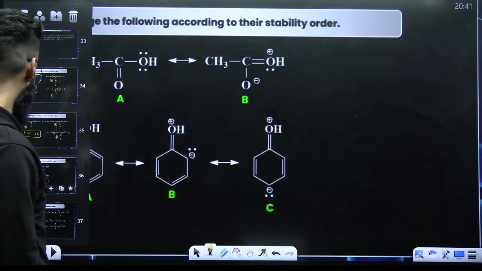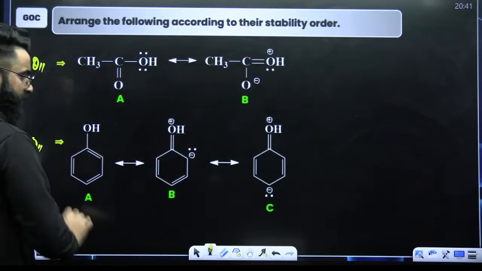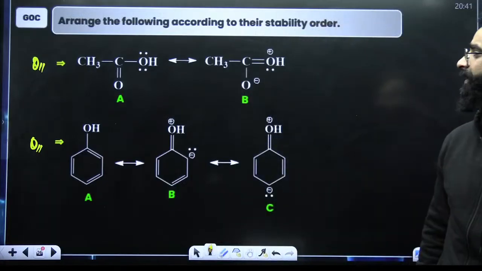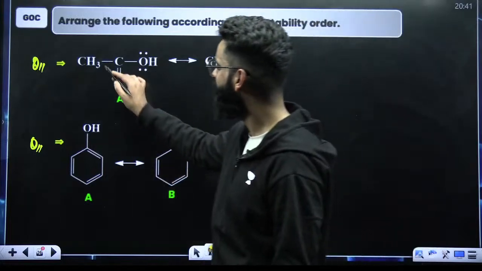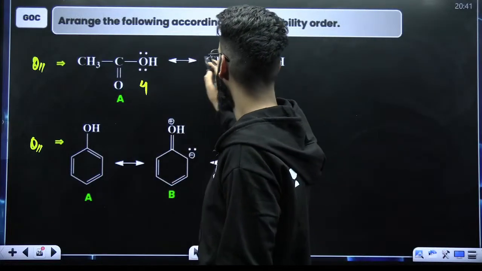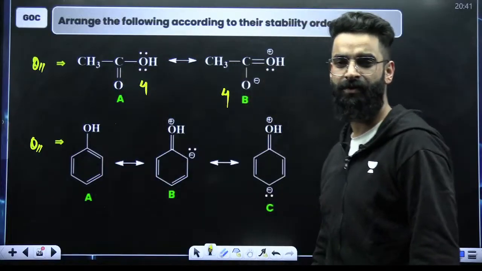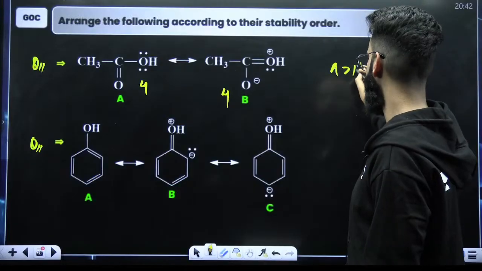All right. Now, what about these two questions? Again, arrange the resonating structures as per their stability. See guys, first thing which I told you already, count the bonds. 1, 2, 3, 4. 1, 2, 3, 4. Bonds are same. Now, the first one, its atoms do not carry any charge, so more stable. So A would be more stable than B.